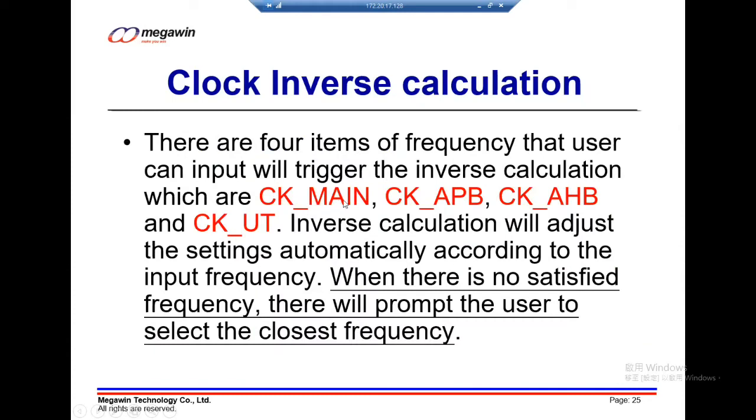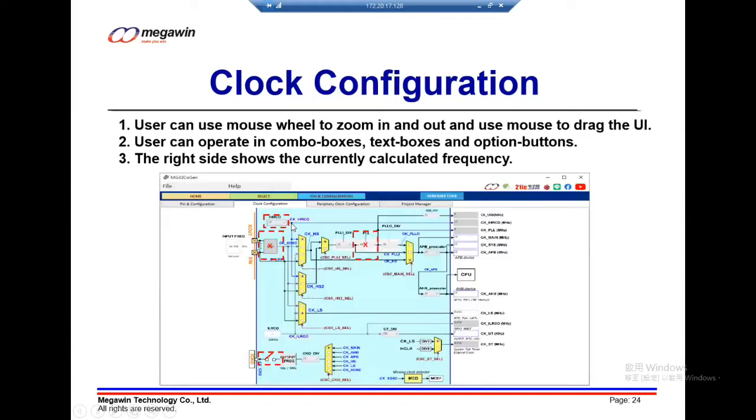So for these four items, you can do the inversion setting. For example, if you are using the IHRCO 12 megahertz as the clock source, then you can set the frequency you want. For example, 48. Then it will automatically help you to choose all the path settings, to get the result.